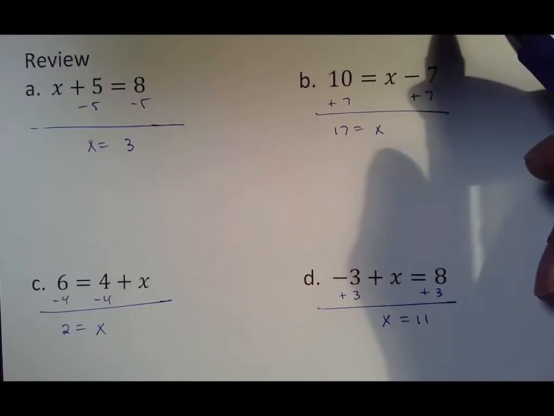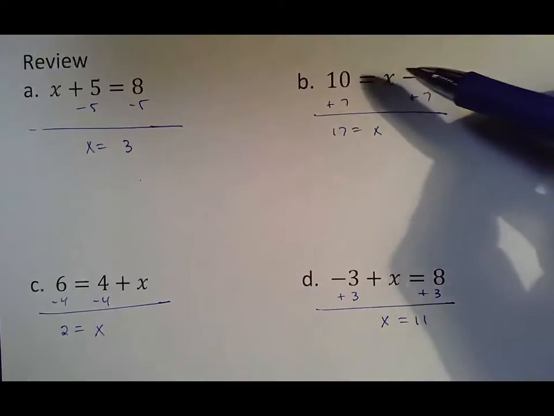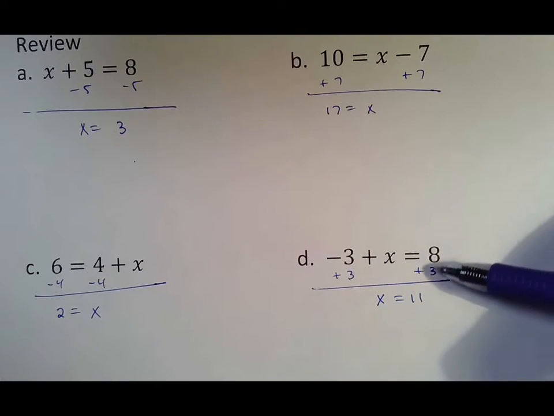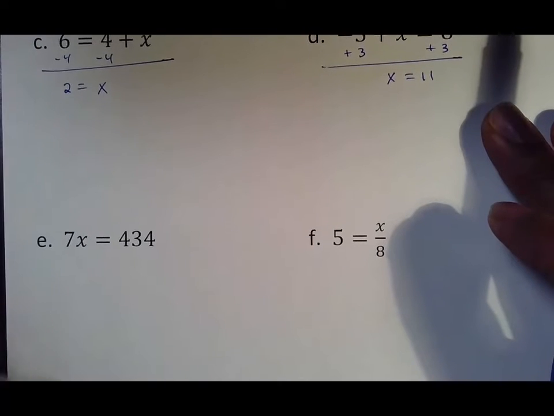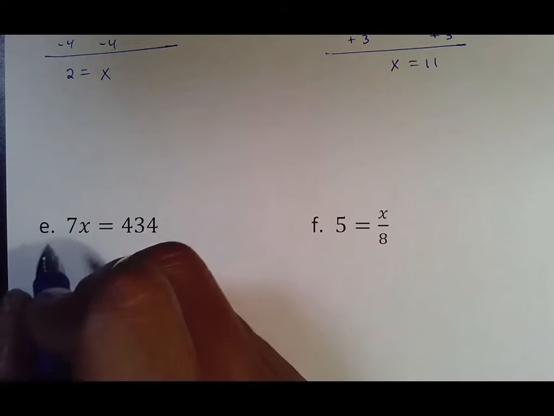Again, notice, and these are what your first questions are going to be like, this is just 8 minus 5, which is 3. 10 plus 7, which is 17. 6 minus 4, which is 2. 8 plus 3, which is 11. There's nothing tricky about those, so just make sure when you see those easy ones that you don't do anything crazy.